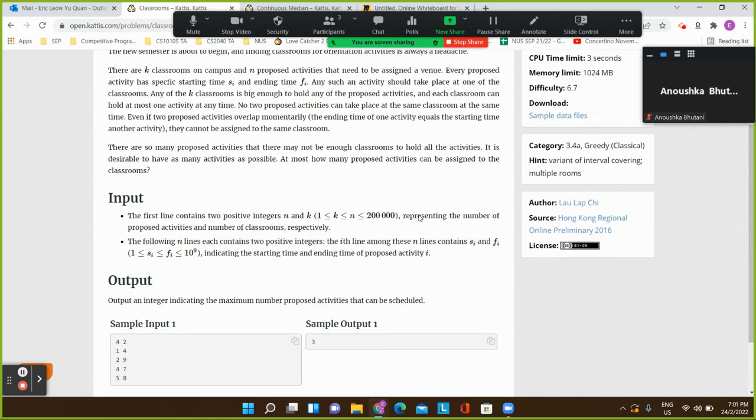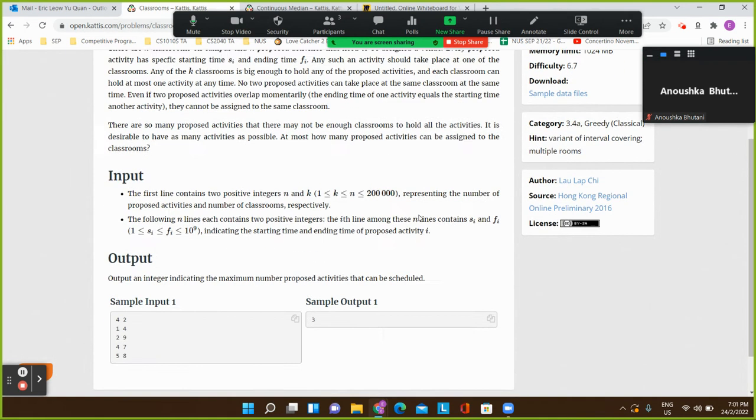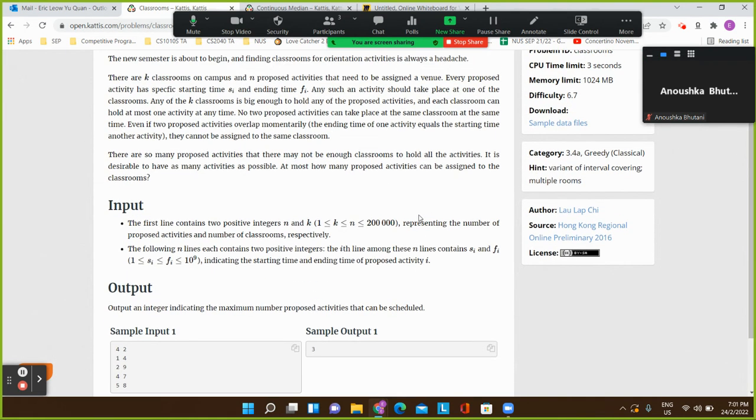This question is pretty short, it's only a few lines. But the main thing is that you are given a few activities, and each activity has its own start time and end time. You are also given a number of classrooms, and you want to find an optimal allocation of each activity into each classroom so that the maximum number of activities can be held.